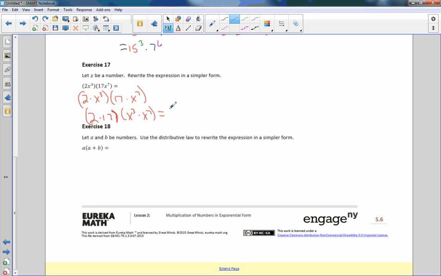17 times 2 is 34, and then x to the 3 plus 7, and that will finally come out to be 34x to the 10th power.